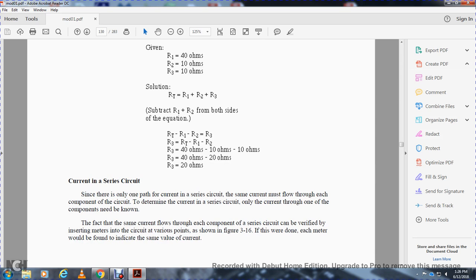Current in the series circuit. So there's only one path for the current in a series circuit, so the same current must flow through each of the components. To determine the current of the series circuit, only the current through one of the components needs to be known.